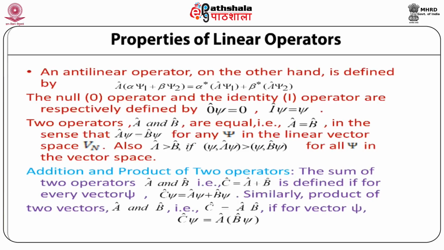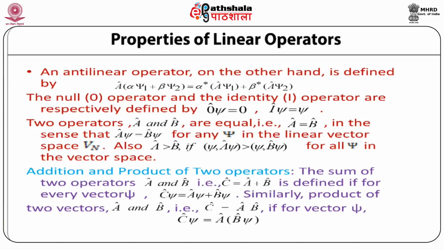Then we define an operator A such that it is said to be linear if operator A acting on the vectors psi 1 and psi 2, in such a manner that, supposing we have two scalars alpha and beta, then operator A acting on scalar alpha into psi 1 vector plus scalar beta into psi 2 vector is equal to alpha times operator A acting on psi 1 plus beta times operator A acting on psi 2, for every pair of vectors psi 1 and psi 2, and for every pair of scalars alpha and beta, whether they are real or complex. Properties of linear operators.